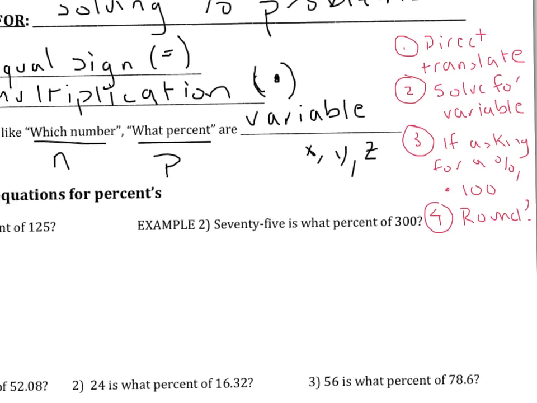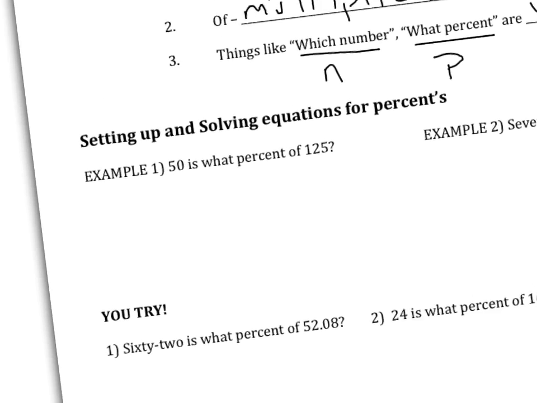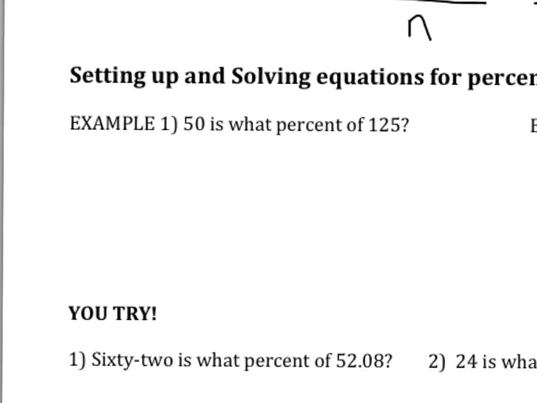Alright, let's go ahead and get into some examples. So we're going to come over here to example number 1. I'm going to zoom in a little bit. So our first example says, 50 is what percent of 125? So I'm going to directly translate this. I see the number 50, and I'm going to bring down a 50. I see the word "is." "Is" tells me I need an equal sign, so I'm going to bring down an equal sign.